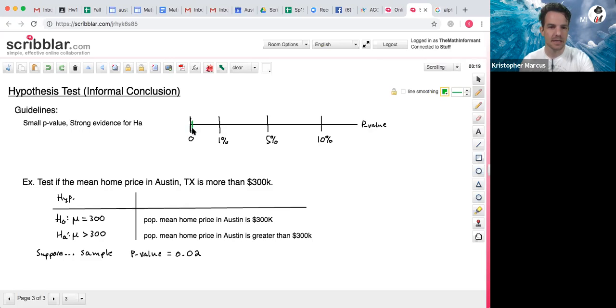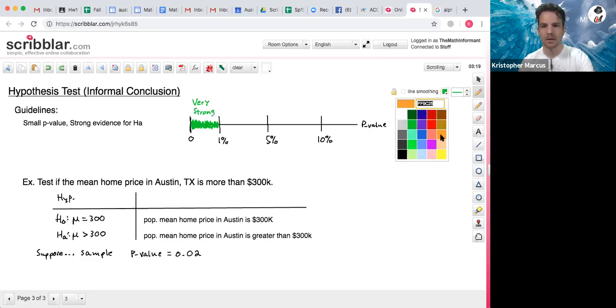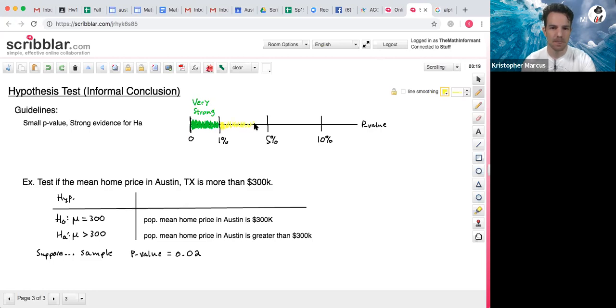So we're going to start over on that far left side. If our p-value is anywhere here in what we're making the green zone, a p-value between 0 and 1%, we would say that this is very strong evidence for our alternative hypothesis. If we're not quite in the green zone, maybe just slightly to the right of that, so, for lack of a better color, we could use yellow, we would say that the evidence is just strong.